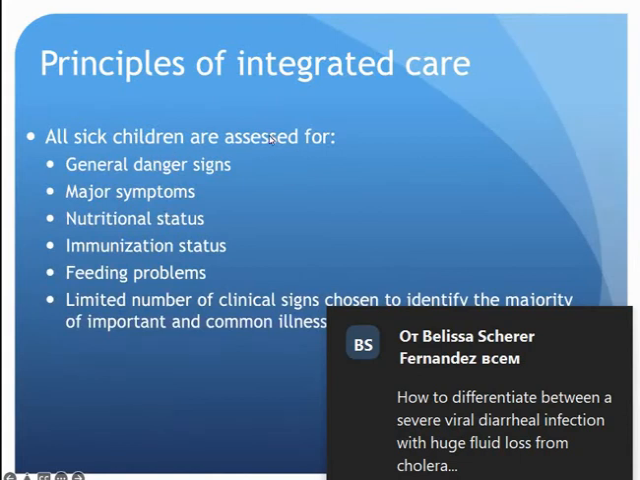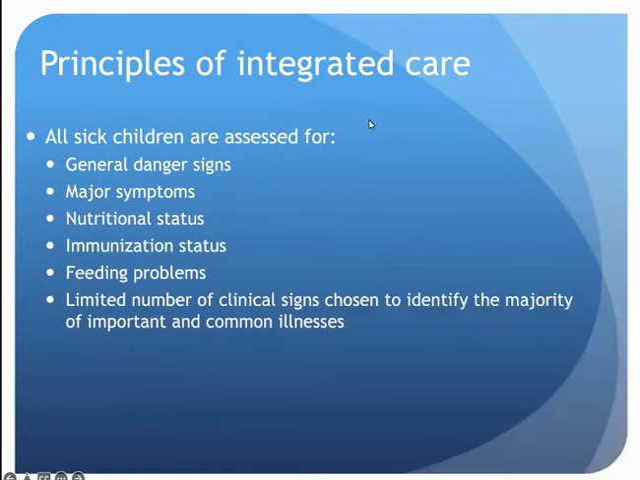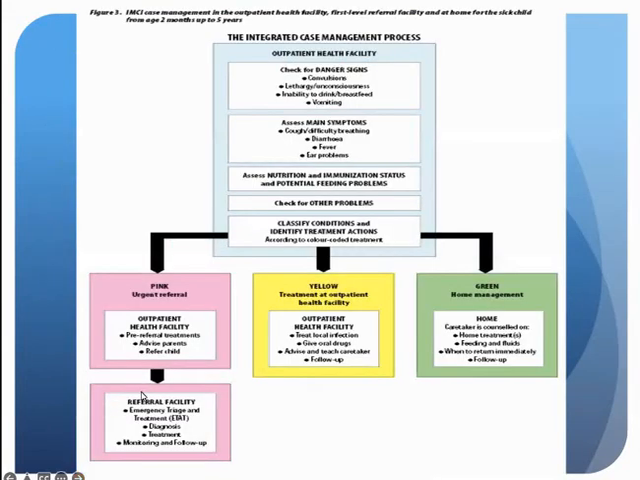And one of the most wonderful tools is the IMCI tool, which is available both on the UNICEF and WHO websites. It's a tool which assists in recognizing children who are sick. So it gives general danger signs, major symptoms, and a prompt to look at nutritional status, immune status, and feeding problems, which identify the majority of important and common illnesses. And this is a really useful system to use, even if you don't use it formally, to keep it as a system in your head.